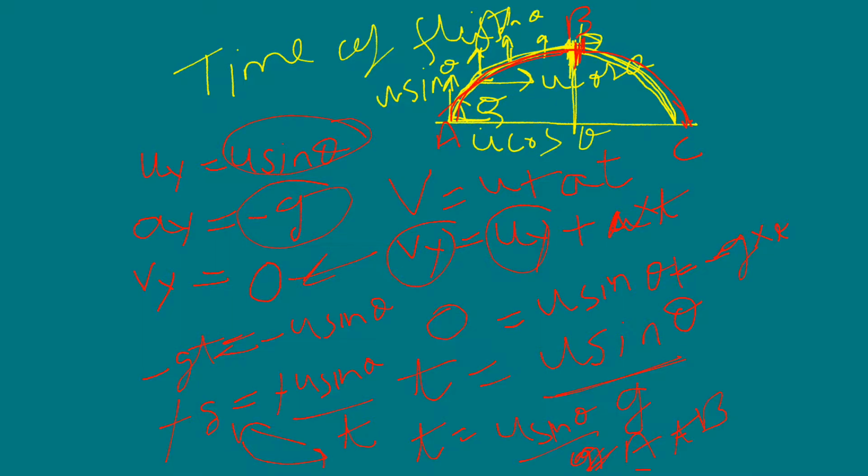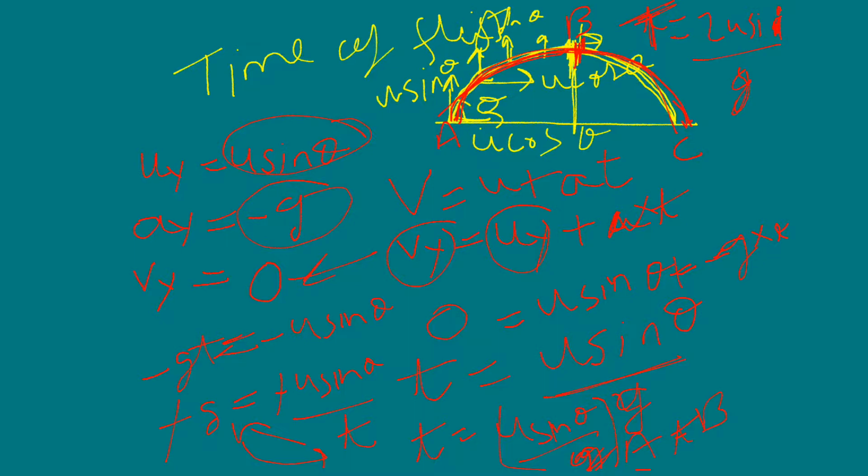Now A to B is this one. From B to C is also equal to A to B only. So if we want to find the time of flight from A to C, we will just multiply this whole thing by 2. So t equals 2u sin theta upon g. We write this as capital T, because from A to C we are taking. Capital T equals 2u sin theta upon g.